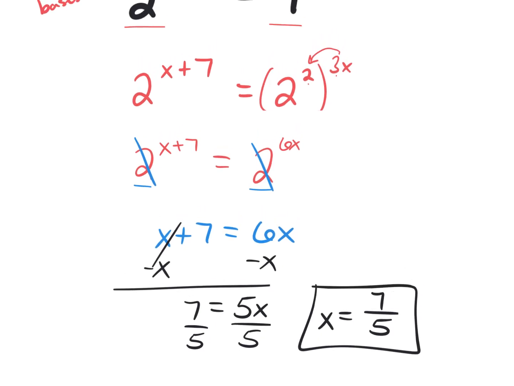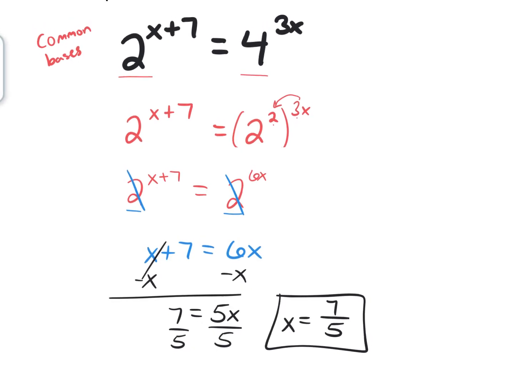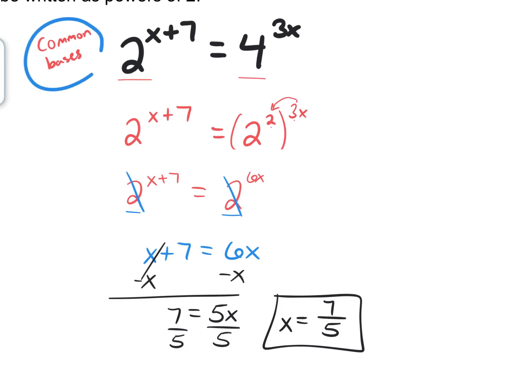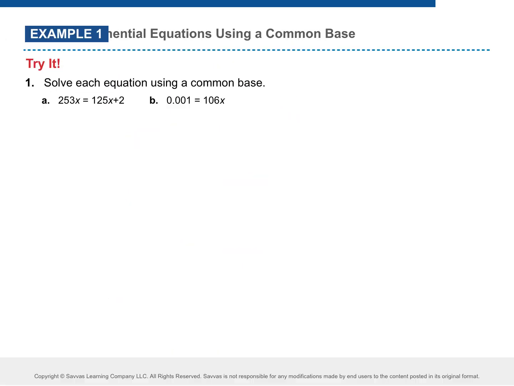So how we did that is we turned them into common bases. Once you have them into common bases, then you know that those exponents have to turn out to be the same thing. So let's take a look at example 1a that is in your notes, and I need to rewrite mine. You have 25 to the 3x equals 125 to the x plus 2. This is your example 1a.